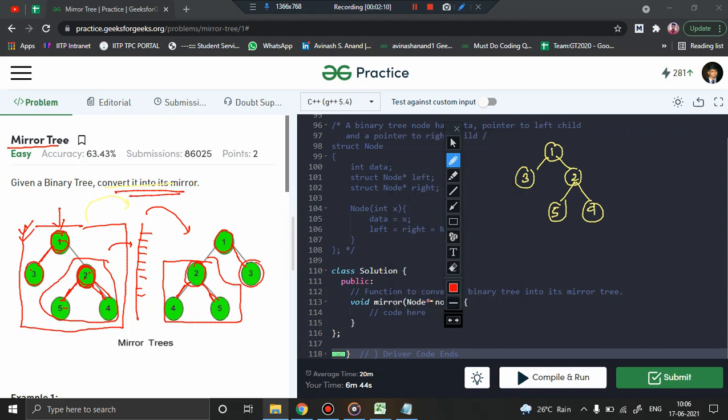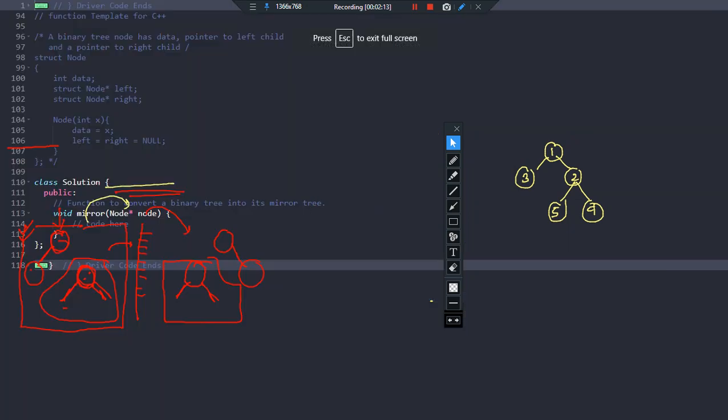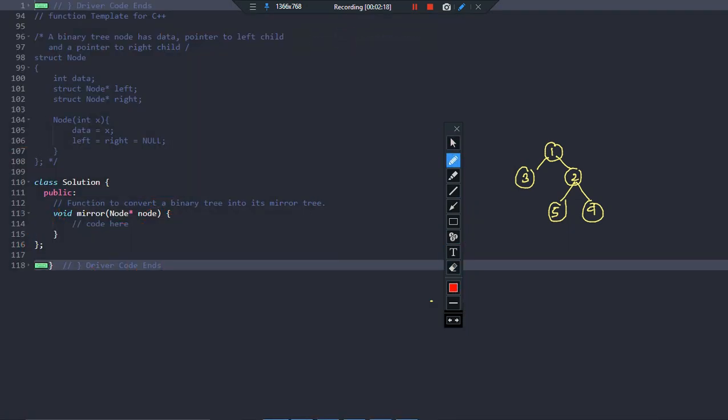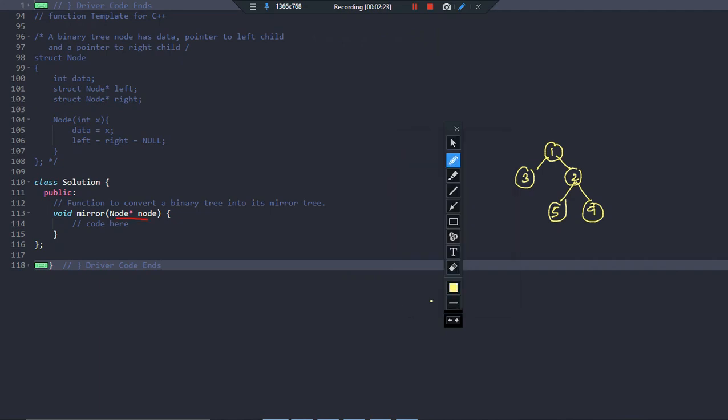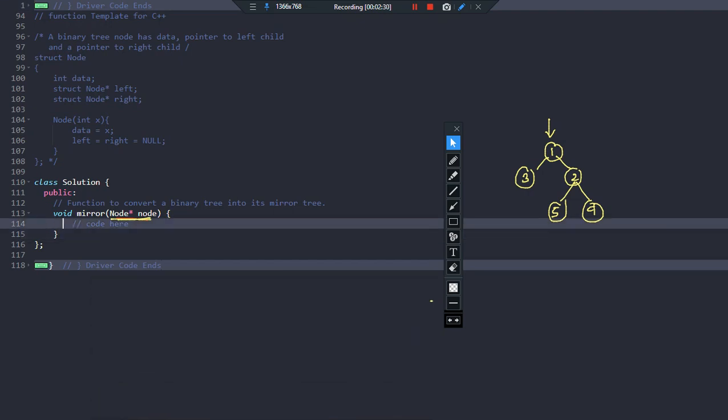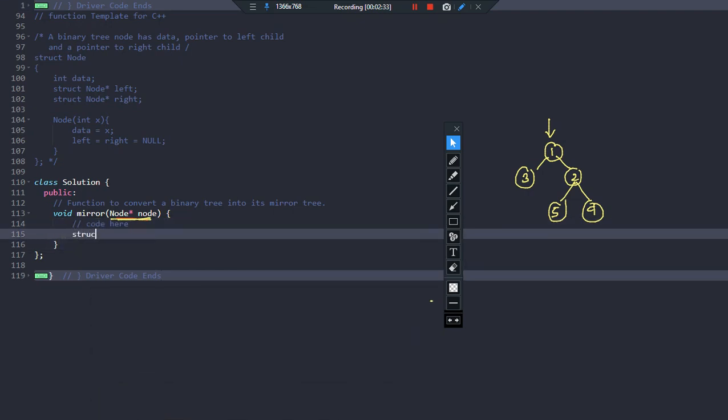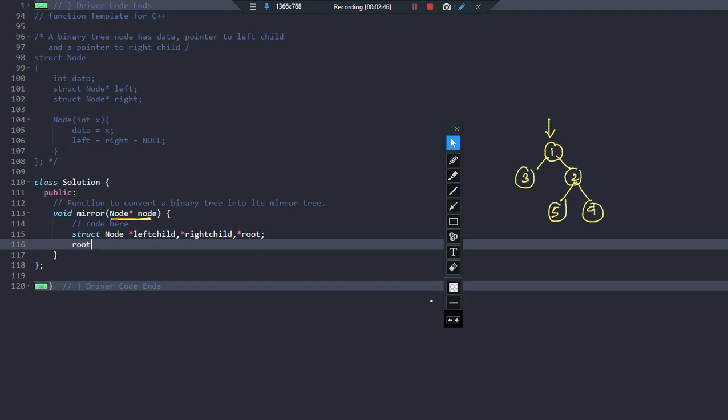So the idea is very simple. Let us see what we have. We are provided with access to the root node of the tree, that is, we are provided with the address of this node. Let us declare some pointers first for convenience. The pointers that we are going to use are struct node star left child, comma, star right child, comma, star root. And we will say root is equal to node.